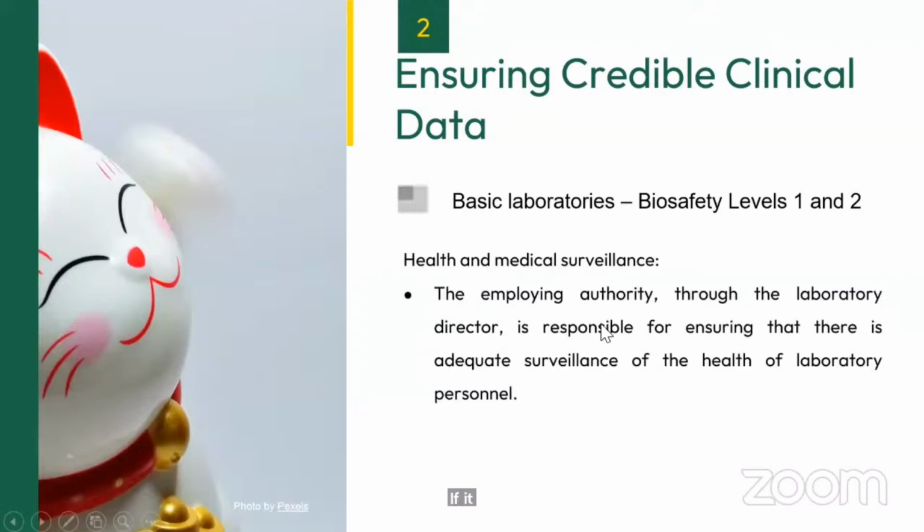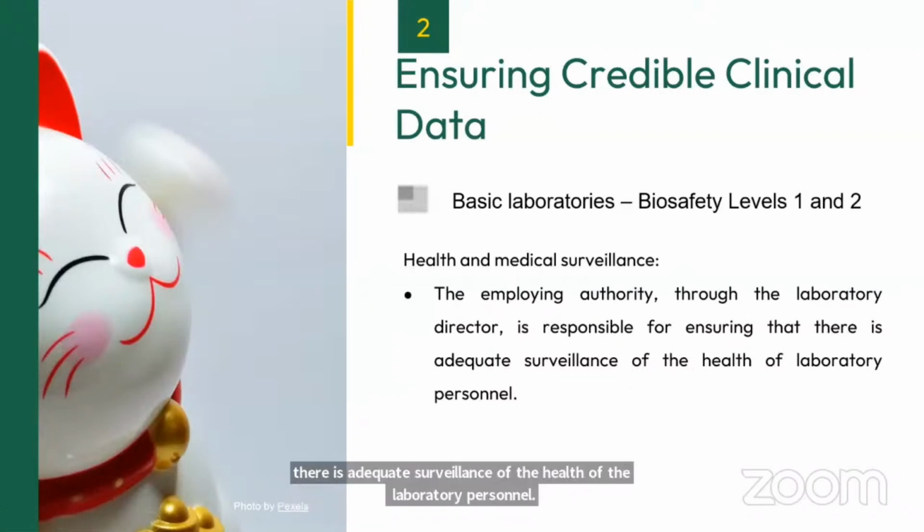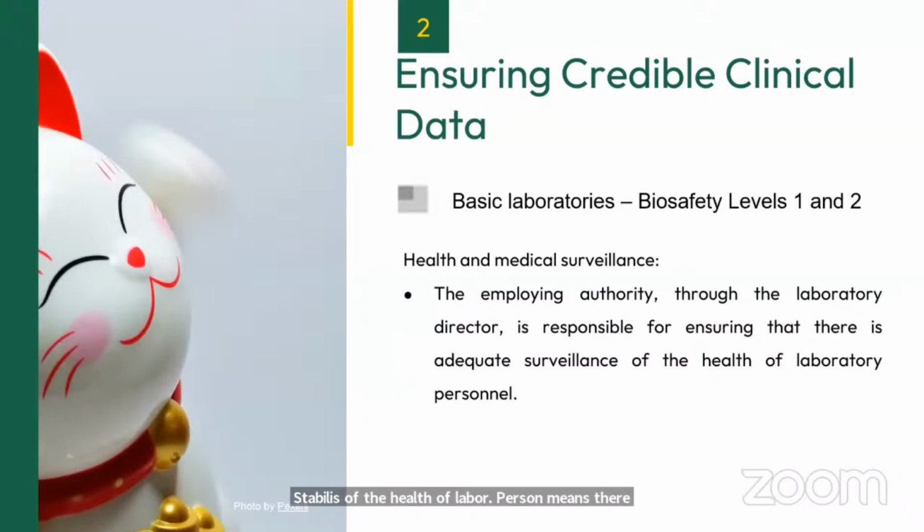Health and medical surveillance: the employing authorities, through the laboratory director, are responsible for ensuring that there is adequate surveillance of the health of the laboratory personnel. Surveillance of the health of laboratory personnel means an appropriate health checkup for all the laboratory staff should be performed. It is not a desirable requirement, it is a mandatory requirement. You should perform the health checkup of all the laboratory staff working in the laboratory.